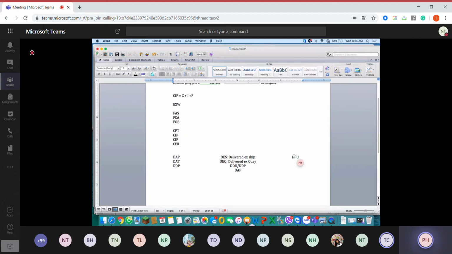This is the DPU, representative for Deliver at Place Unloaded. So you can see that if you deliver the goods at place, it means the goods haven't been unloaded. In other words, the importers or the buyers need to handle the unloading liabilities.